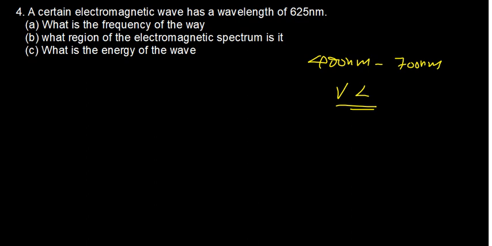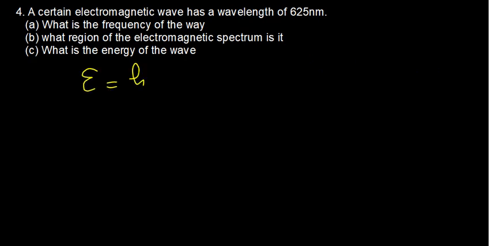All right, now the next question asks us to find the energy. What is the energy of the wave? So we know that energy is given by Planck's constant times frequency, or we can say Planck's constant times the speed of light over wavelength. It will all give us the same answer, because we know the speed of light, we know the wavelength, and we've already calculated the frequency, so we can use any of those.